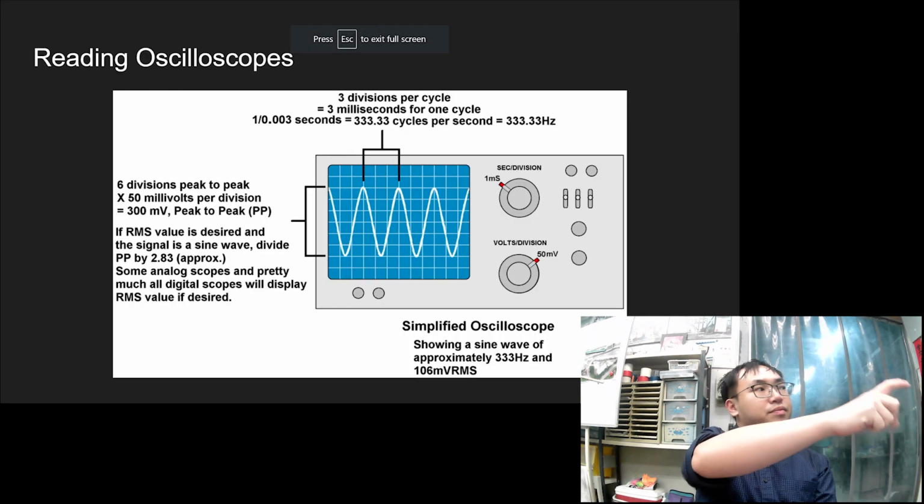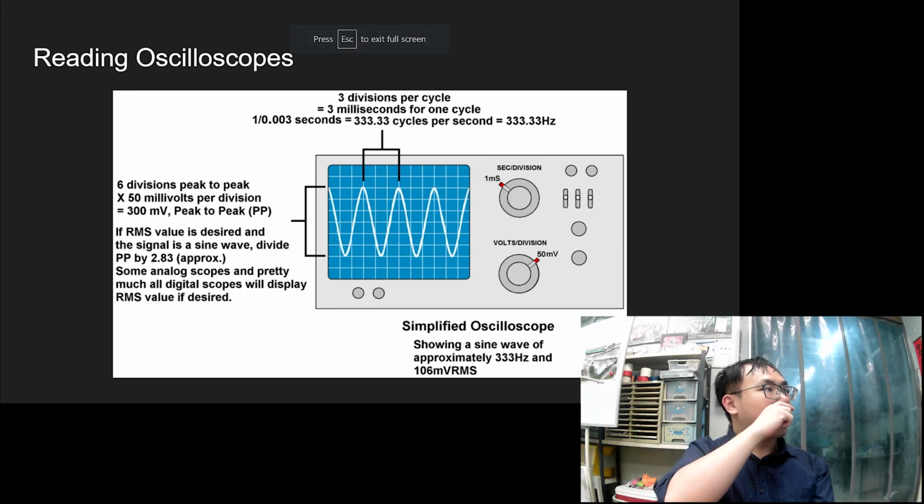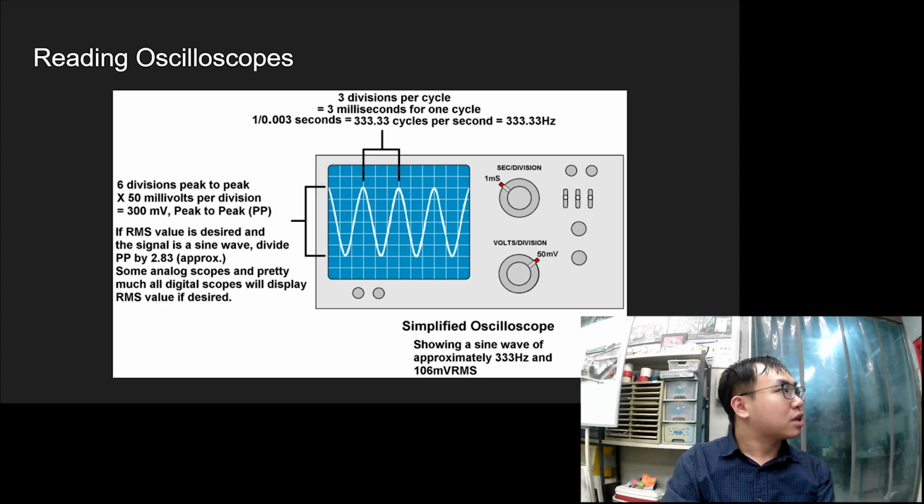This is important. This will be asked in your exam. So you have to bear in mind how to read the oscilloscope. Okay. So in reality, you have two knobs. One is for changing the seconds per division. One is for changing the voltage. Okay. So what is one division?